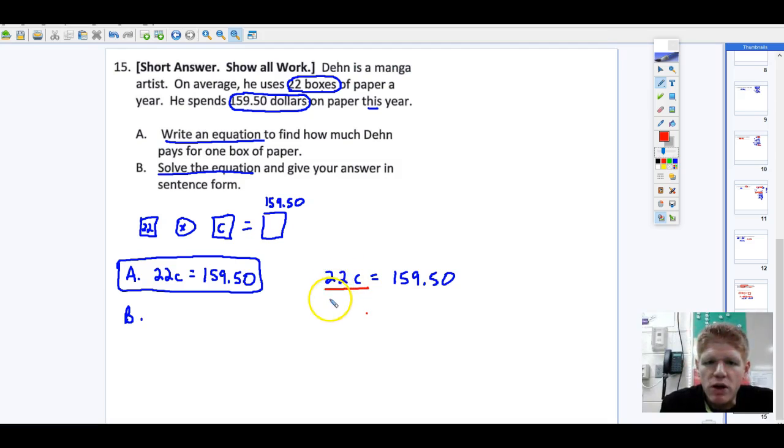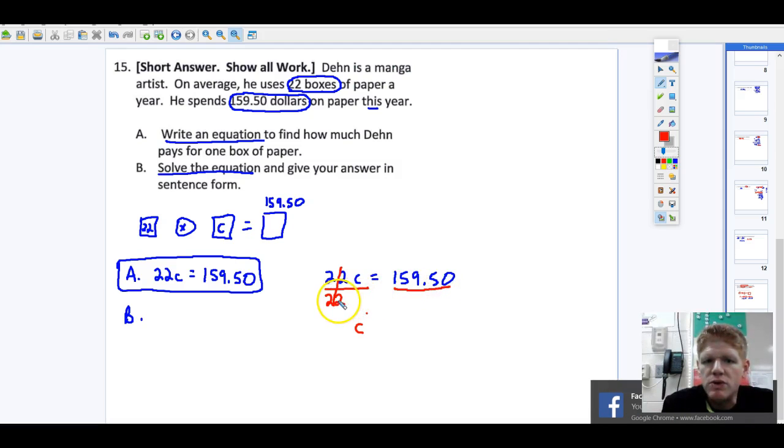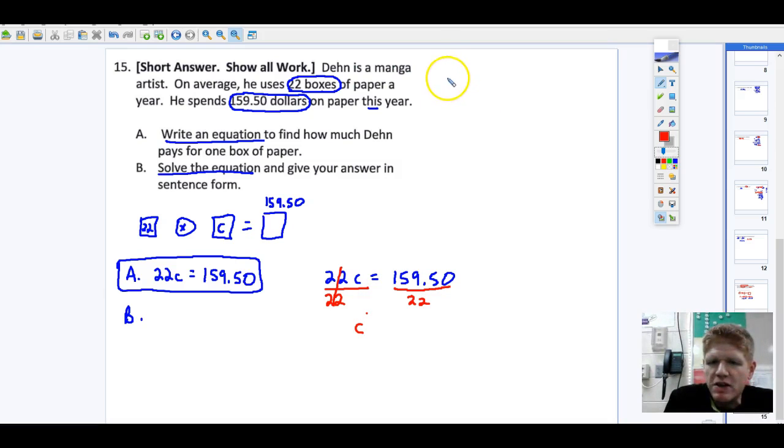So how do I get 1 times C? Well, I have to divide 22 by 22. Any number divided by itself is 1. So that's going to leave me with 1 times C, which is C. Then we get to our third step. Whatever we do to one side, we have to do to the other. Over here, we divided by 22, so over here, we're going to divide by 22. And we have to work that out over here on the right side.